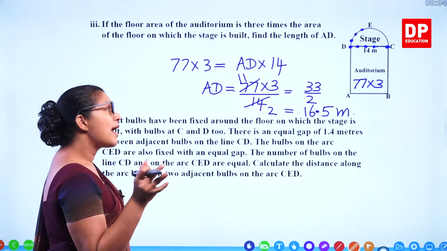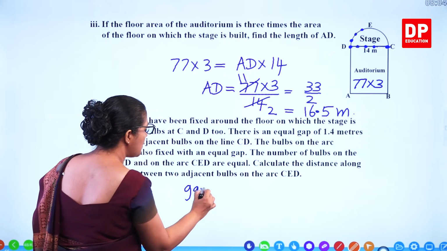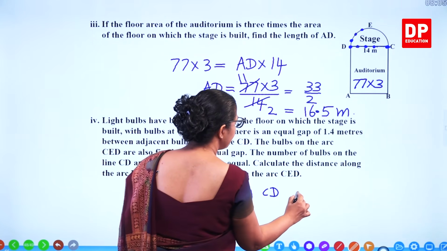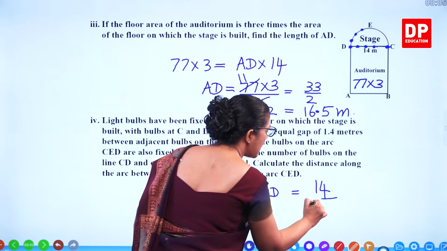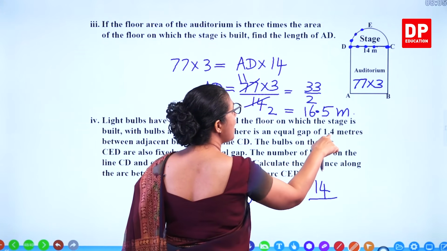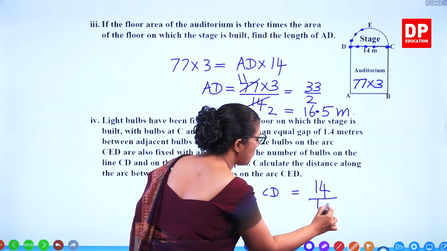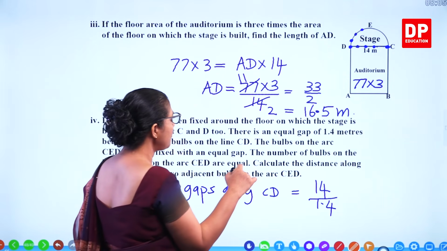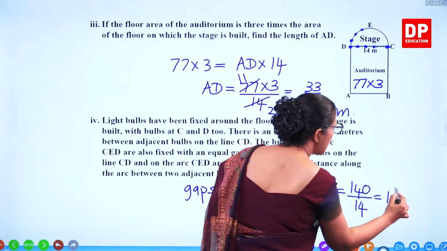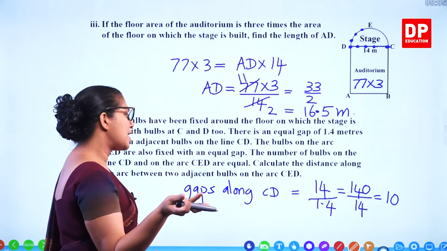So that's easy. First we can find out what's the gap in between bulbs. Gaps in between bulbs along CD length. The length is 14. It says with equal gaps 1.4. So the length between gap is 1.4. So when you divide by 1.4, what you get? That means 140 divided by 14. So 10. 10 such gaps are there. So number of bulbs, normally we add 1. So 11 bulbs are there.